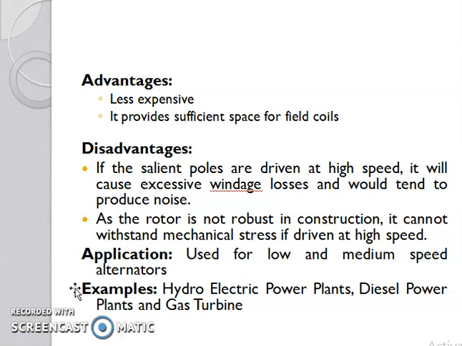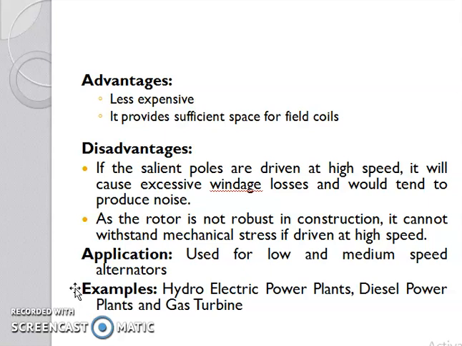Another disadvantage is, as the rotor is not robust in construction, it cannot withstand mechanical stress if the machine is driven at high speed. So these are the simple disadvantages of the salient pole rotor type.